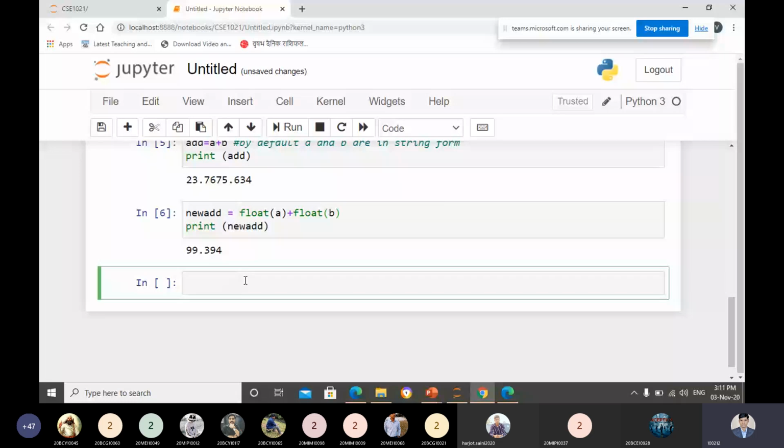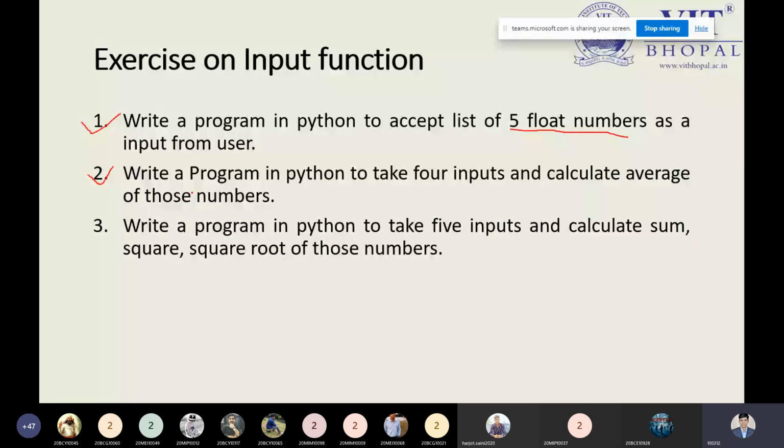Now, can I explain more about the second program? Write a program in Python to take 4 inputs and calculate the average of those numbers. Can you solve it? Yes, sir. So for input, you will take 4 inputs and calculate the average of those numbers. How you do it is up to you.